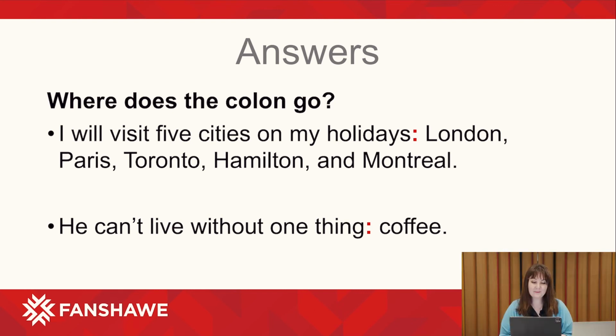In the second example, it says he can't live without one thing: coffee. And the reader is prepared that you're going to list that one thing that the person can't live without.